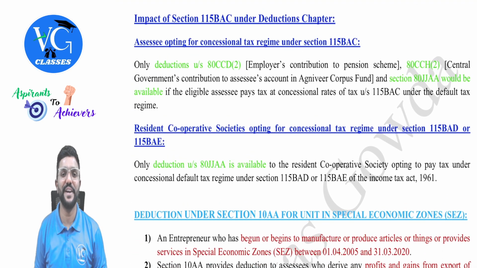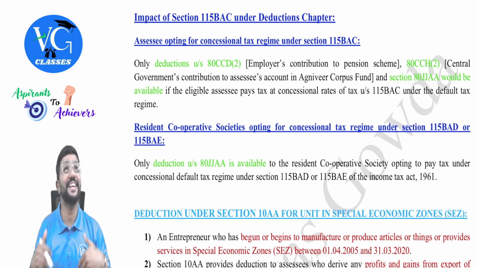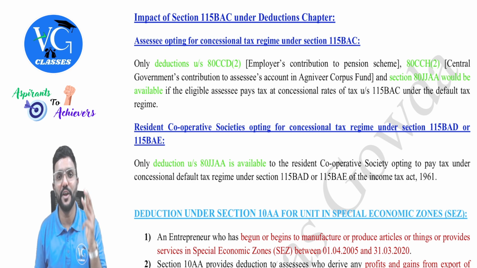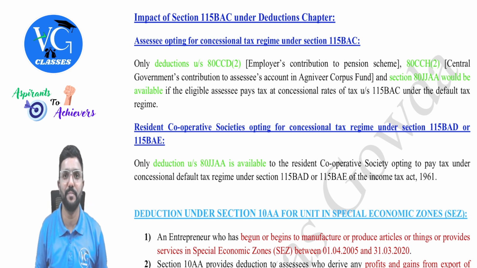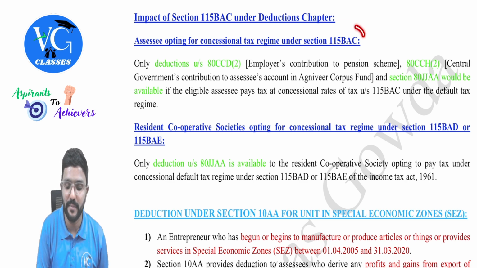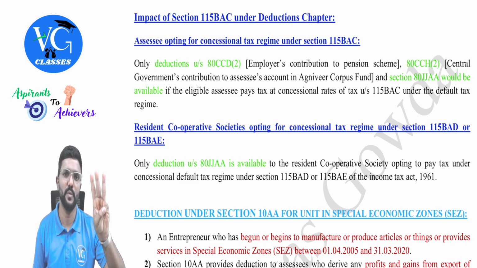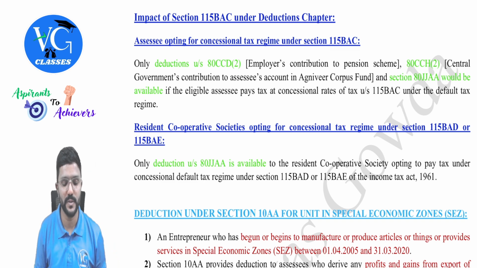Sir, if assessee is following default scheme, then can he claim all this, sir? No, no, no. So if an individual, HUF, AOP or body of individuals as well as artificial juridical person is following the default scheme given under section 115BAC, then they can claim only three deductions under chapter 6A, guys. Only three deductions.